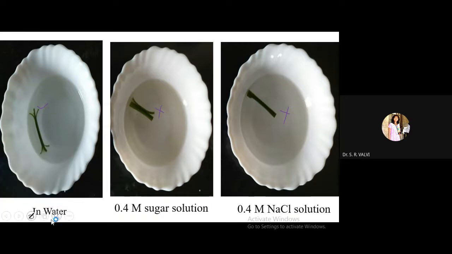Okay, so see here, in normal water, which phenomenon has occurred? The phenomenon that occurred is endosmosis. Please do remember, students, the phenomenon that occurred is endosmosis, right? And in these two, sugar and NaCl, the phenomenon that occurred is exosmosis. Now see, this is the phenomenon of osmosis occurring here in these bowls, right?